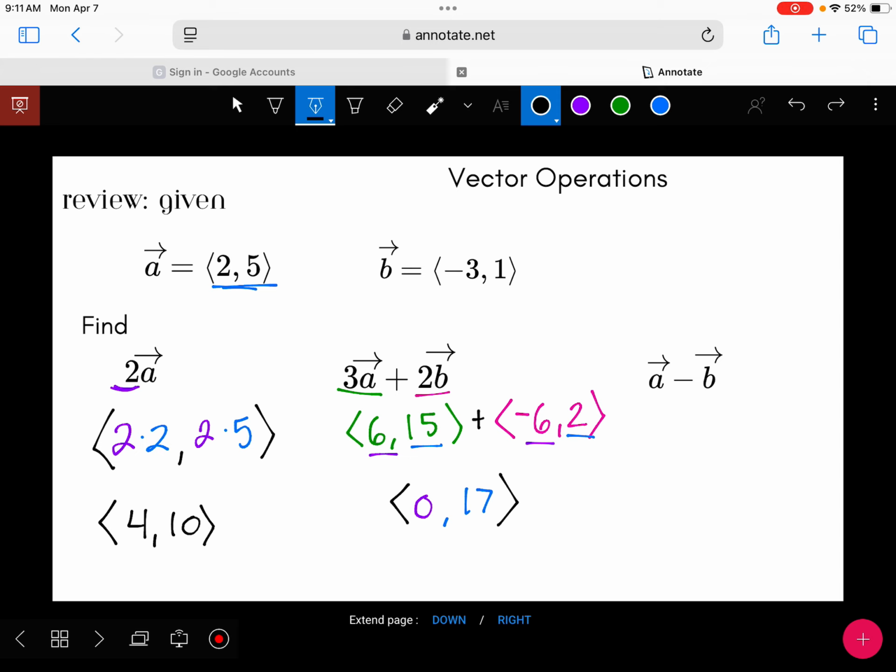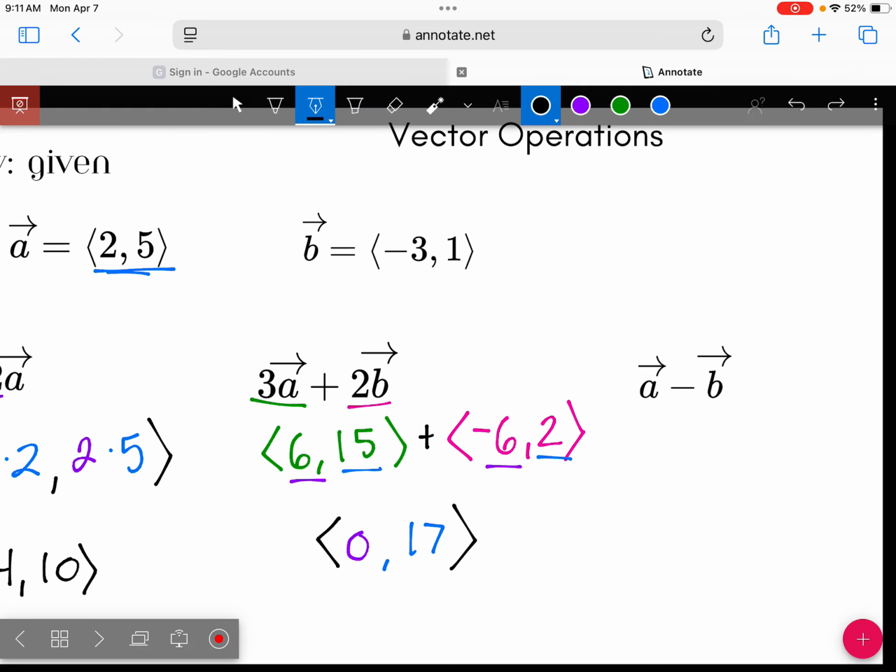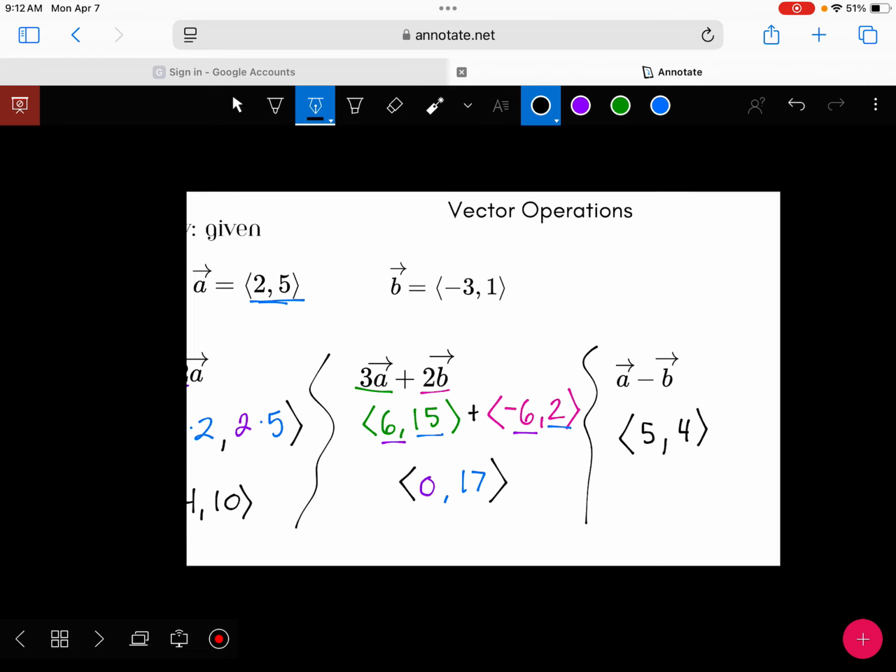Similar vibe on the next one. Just be careful with our signs. What is A minus B? Negative 1, 4. Oh wait, careful, careful. 5, 4. Because we have 2 minus negative 3, which gives us 5, and our 5 minus 1, which gives us 4. Okay, so those are our vector operations.